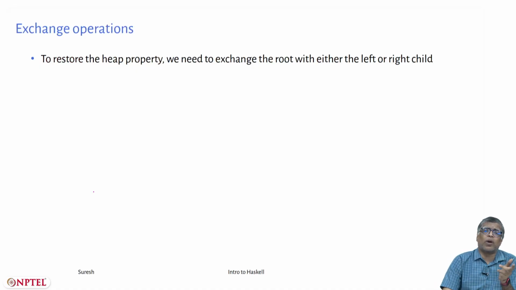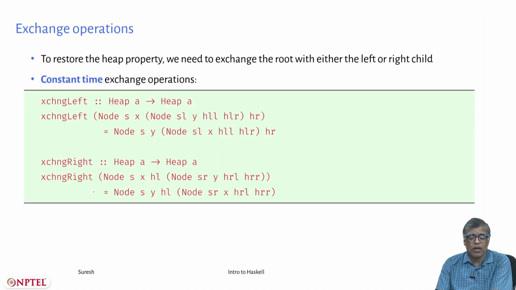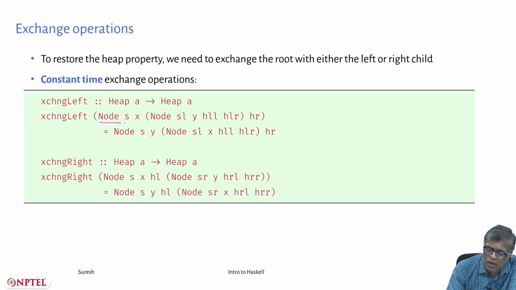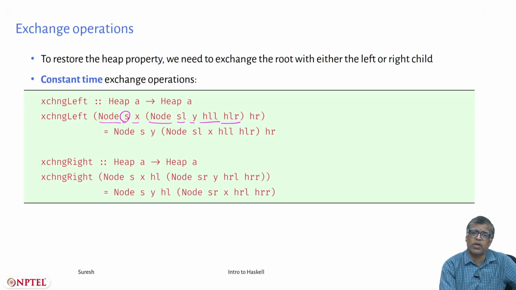So to restore the heap property, I need to exchange the root with either the left or the right child. Exchange left means I originally have node size x, x is the root. I have my left child which is node size of left y, HLL, HLR, which are the subheaps of the left heap, and HR, which is the right subheap. And now what should happen? I should swap y and x.